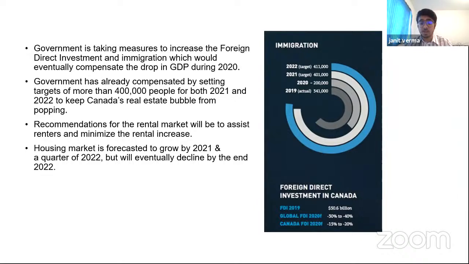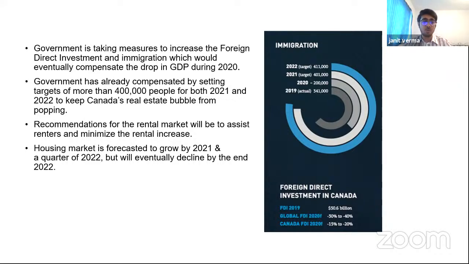Then we have the immigration coming in. It is forecasted that the government will allow nearly 400,000 immigrants to come. They may be in terms of permanent residencies or they may be students, but they will definitely help the housing market, especially to maintain the gap between the demand and supply.